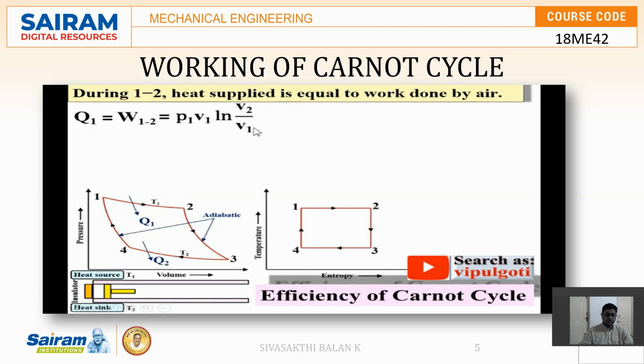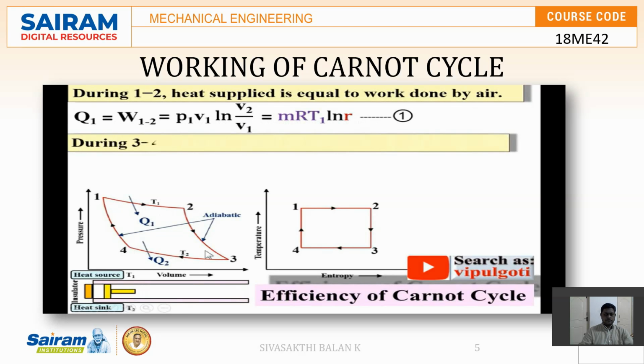And you know that for the isothermal process it is equal to P1 V1 ln V2 by V1, and that V2 by V1 is called the expansion ratio. So I can say P1 V1 is equal to mRT1 as per the characteristic gas equation, and V2 by V1 is the expansion ratio R. Let's say it is equation number 1.